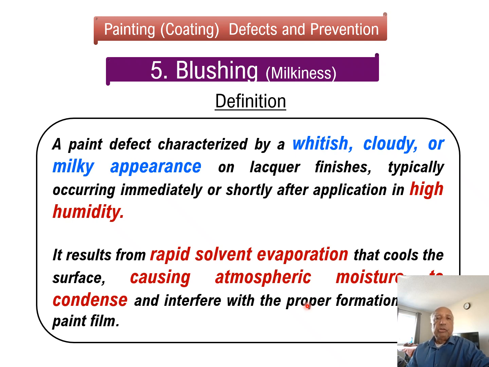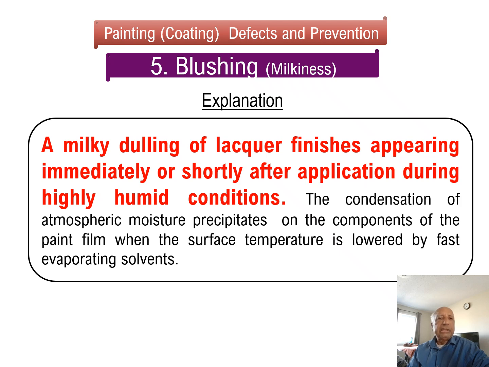indicating thereby two important things are related to blushing. Number one is high humidity, and number two is rapid solvent evaporation. It can also be explained as a milky dulling of lacquer finishes, appearing immediately or shortly after application during high humid conditions. The condensation of atmospheric moisture precipitates on the components of the paint film when the surface temperature is lowered by fast evaporating solvents.